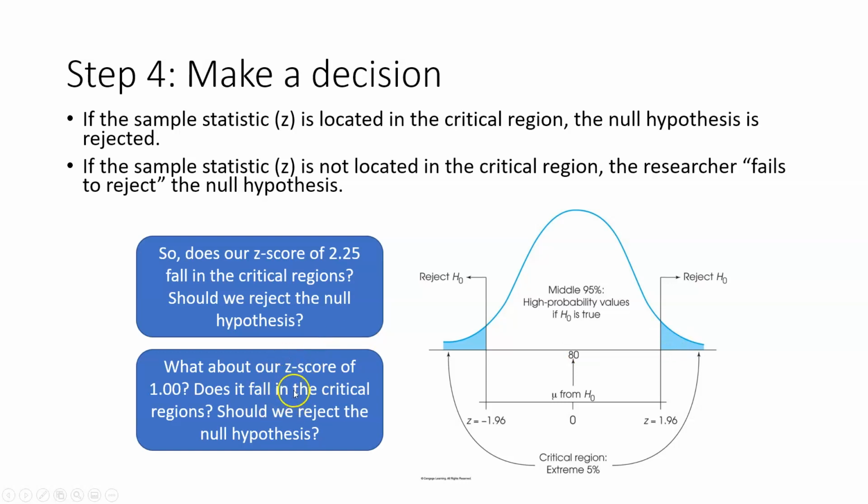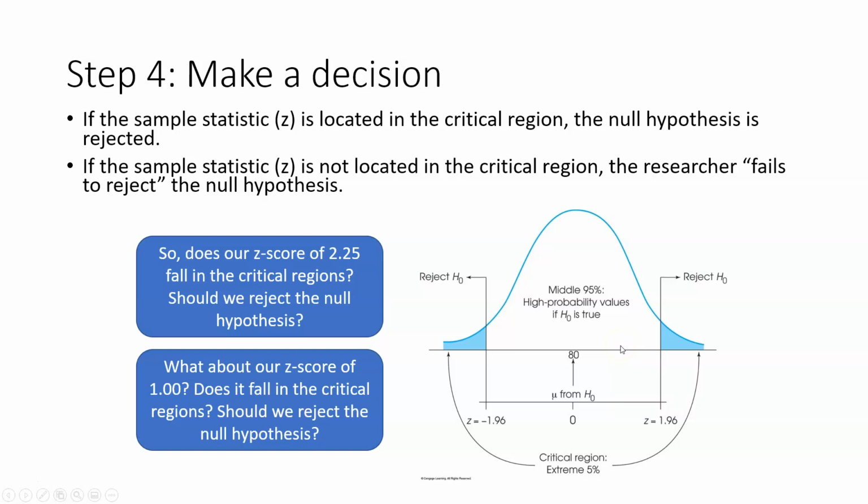But remember, we computed two z's. We said, what if we drew a sample of 25 and their average was 84? And we computed from them a z-score of just 1. Does that z-score of 1 fall in the critical region? No, it falls right around here. And so should we reject the null hypothesis?